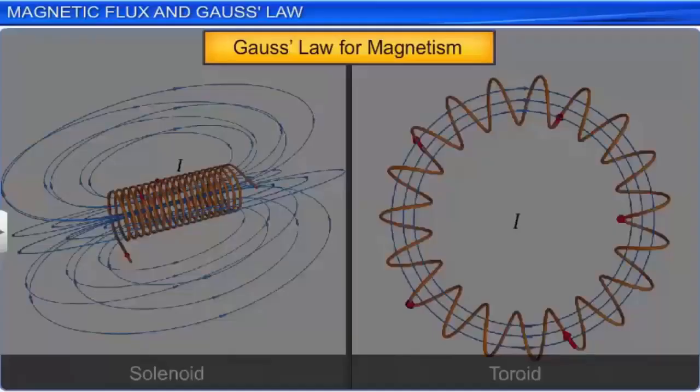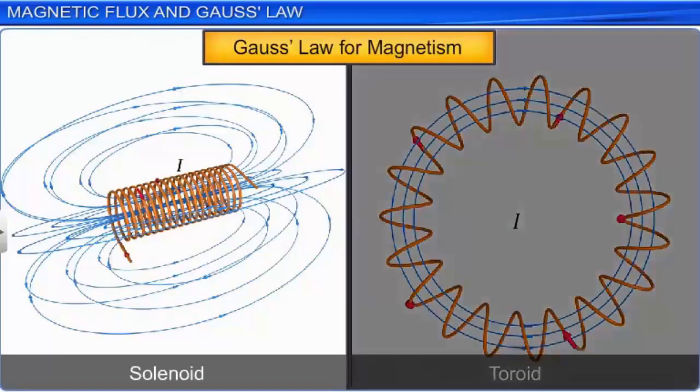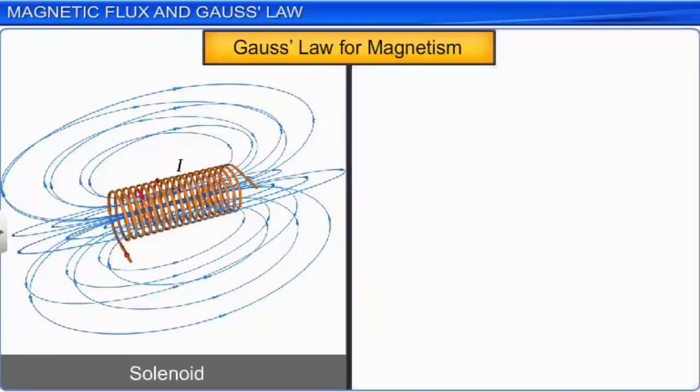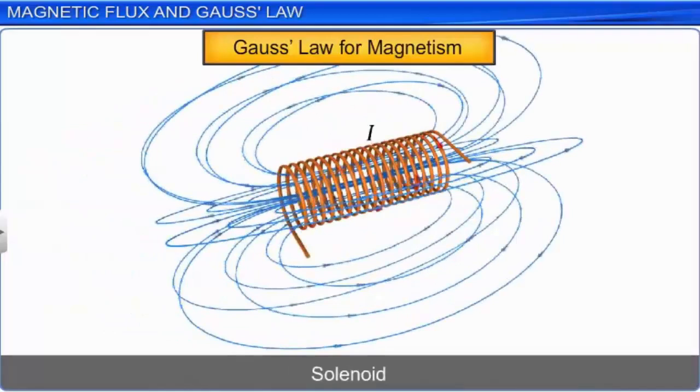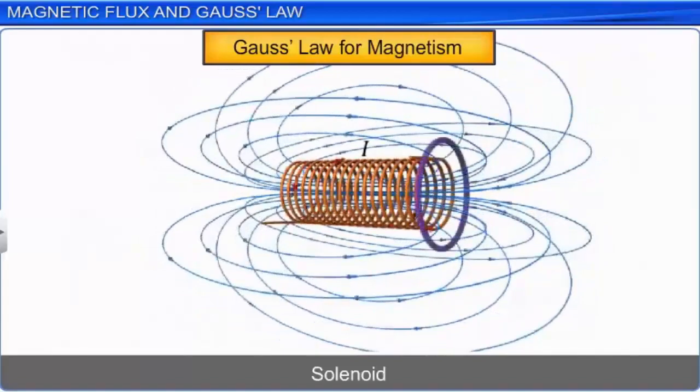For a better understanding, let's discuss Gauss' law for magnetism with some examples, such as a solenoid and a toroid. In the case of a current-carrying solenoid, the magnetic field lines around the solenoid are similar to the magnetic field lines due to a magnetic dipole. Here, the magnetic field lines come out from one face of the solenoid and enter into its other face.